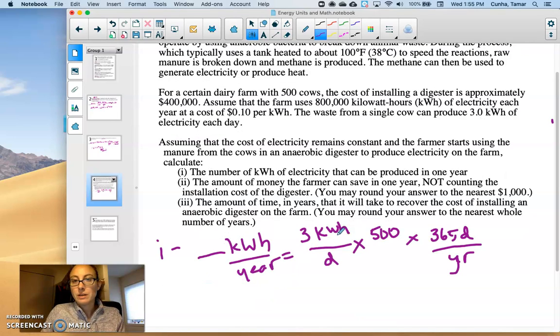So we use the amount of electricity coming from 1 day from 1 cow. We can multiply that by 500 cows. And then we can also get rid of the days by converting those to years. And so then we should have the amount of kilowatt hours, which is 5.48 times 10 to the 5th kilowatt hours per year. Okay, sounds like a lot.